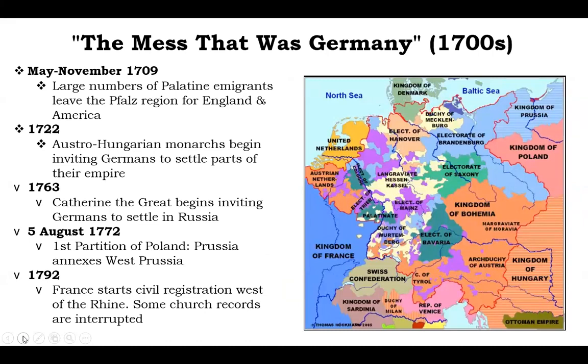And this is what I was told is the official name of this map, which is the mess that was Germany in the 1700s. In 1709, a large number of Palatine Germans emigrate from the Pfalz region and head to England and America. Thirteen years later, emigration from Germany resumes as Austro-Hungarian monarchs begin inviting Germans to settle in parts of their empire. The exodus of Germans continues in 1763 with Catherine the Great's invitation for them to settle in Russia. On August 5th, 1772, borders change as Prussia annexes the territory of West Prussia from Poland.